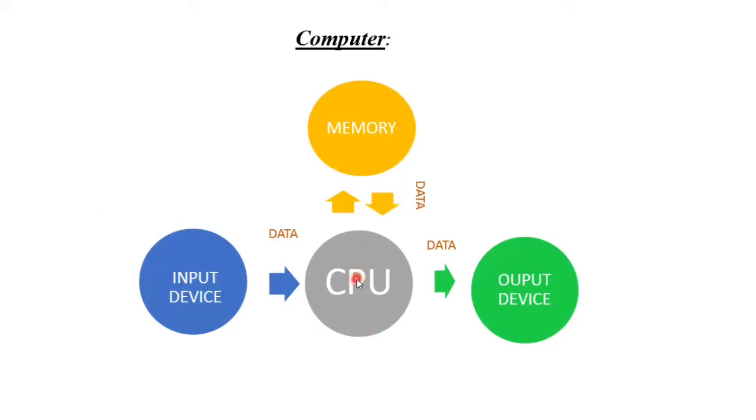Like if you want to add 10 plus 20, so this operation will be performed in the CPU. So 10 and 20 and addition means plus, these all are instructions and data. So from where are these coming? This data is coming from input devices. Input devices are actually responsible to take data from user and give it to CPU.